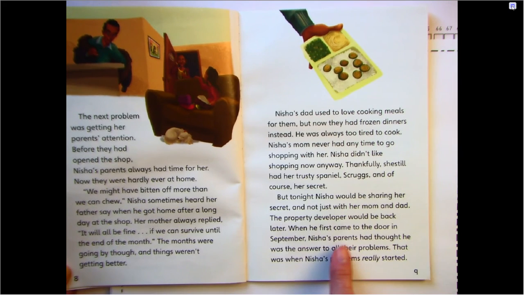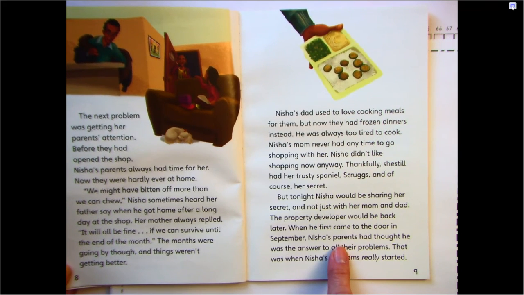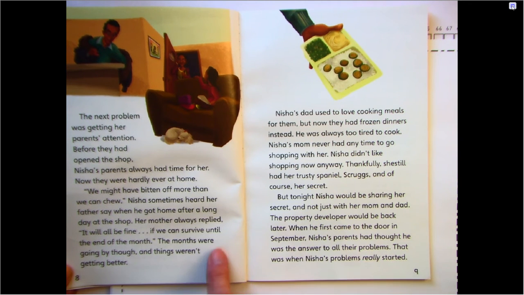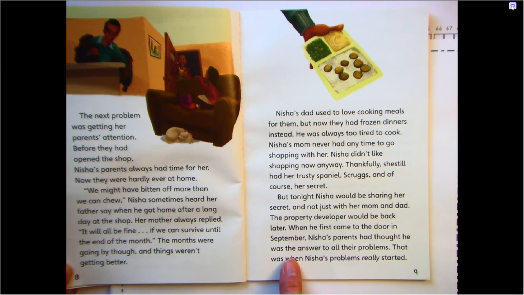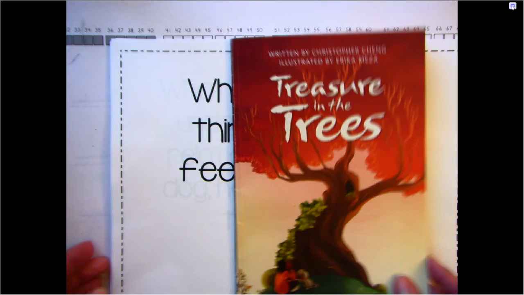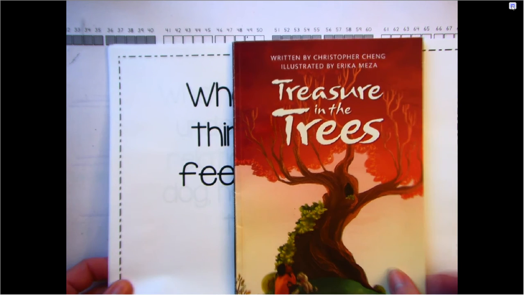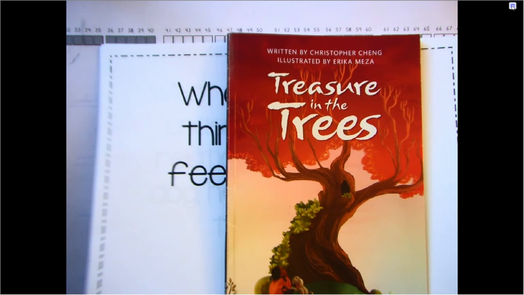But she's also worried here that the property developer is going to come back, and that's when all her problems really started. So I wonder, right, we know her problem here is that she's trying to prove that there's some secret in her tree. But I wonder what this property developer, somebody who wants to develop the land, has to do with it. Think about Nisha's point of view in the story, right? She's feeling certain things. Would you feel the same way or would you feel differently?